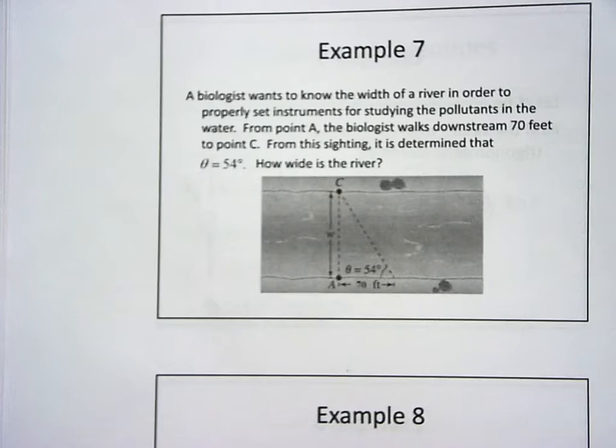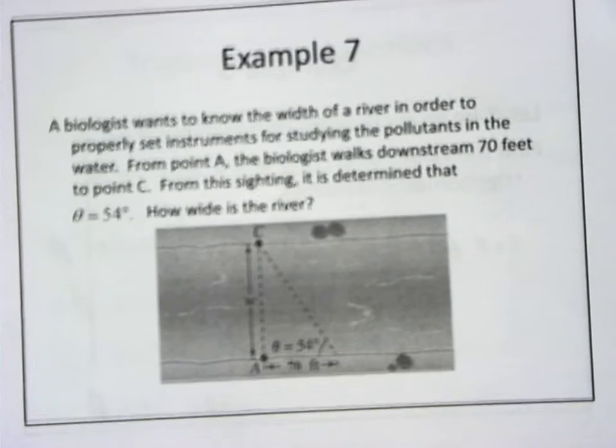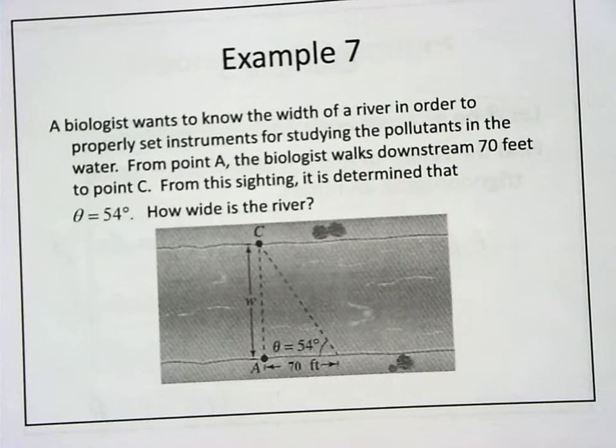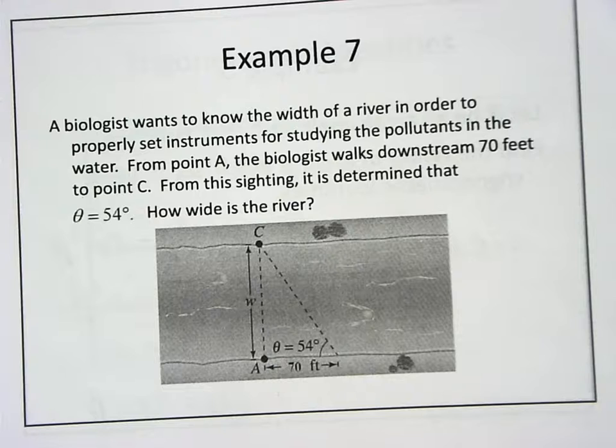For 4.3, to continue on looking at some of the application problems that are on there. Now there's a couple more challenging ones. We're going to look at some of the basic stuff for the moment. For this one, a biologist wants to know the width of a river in order to properly set his instruments for studying the pollutants in the water.